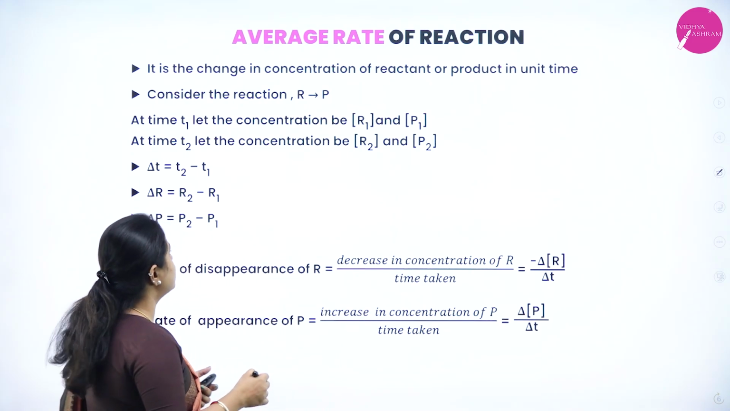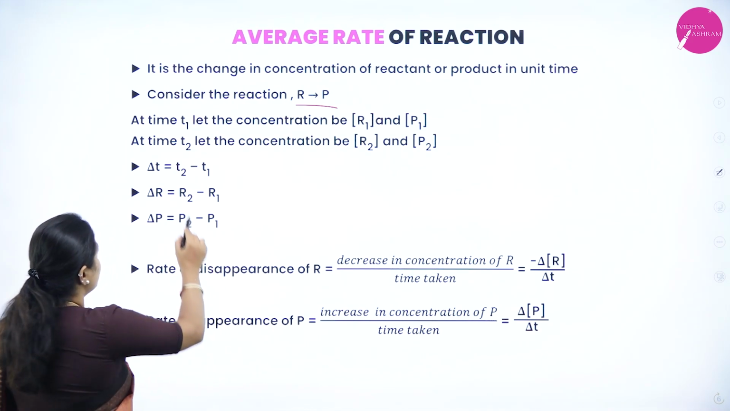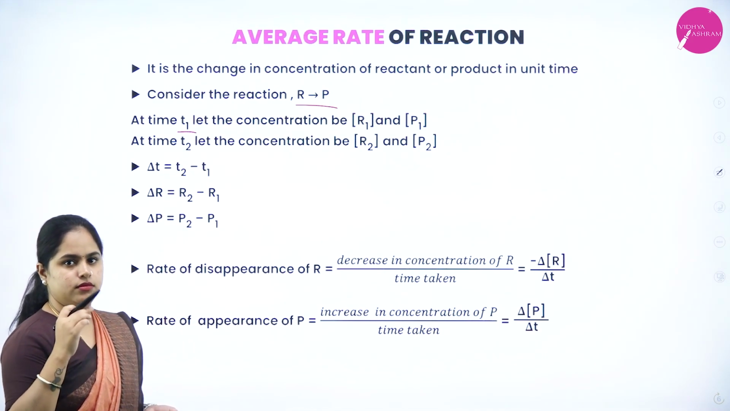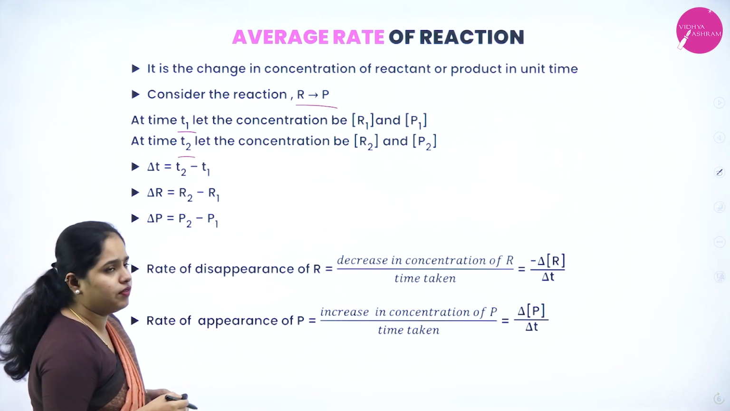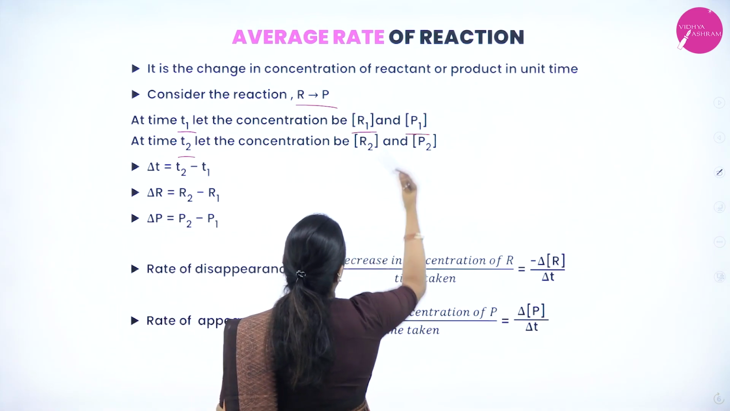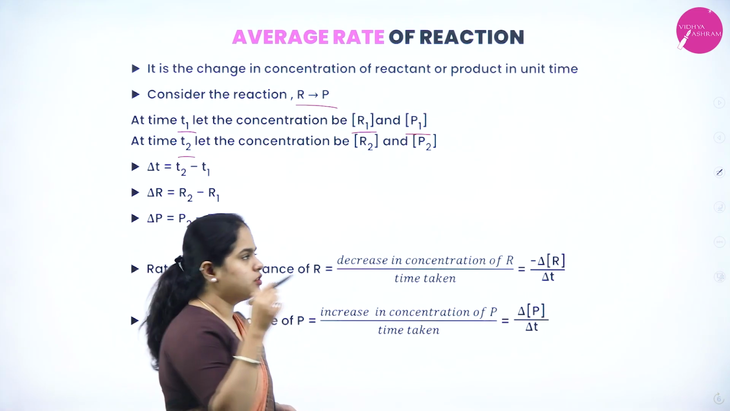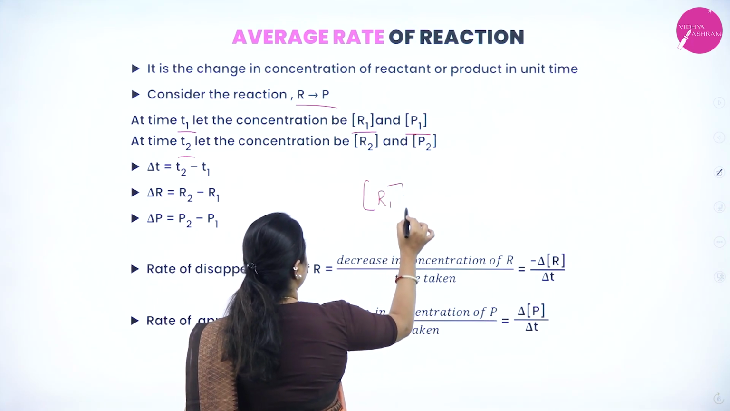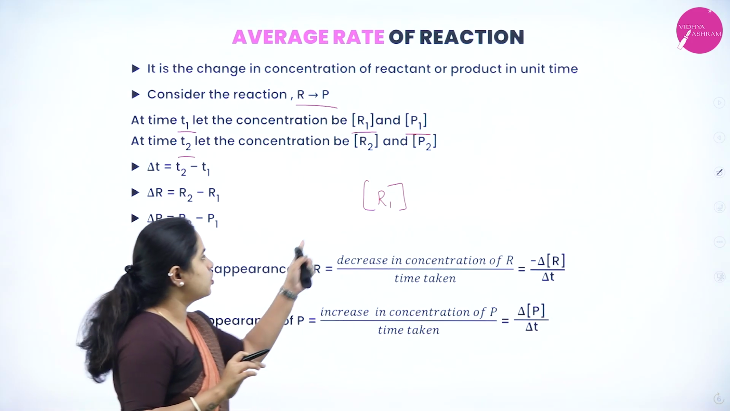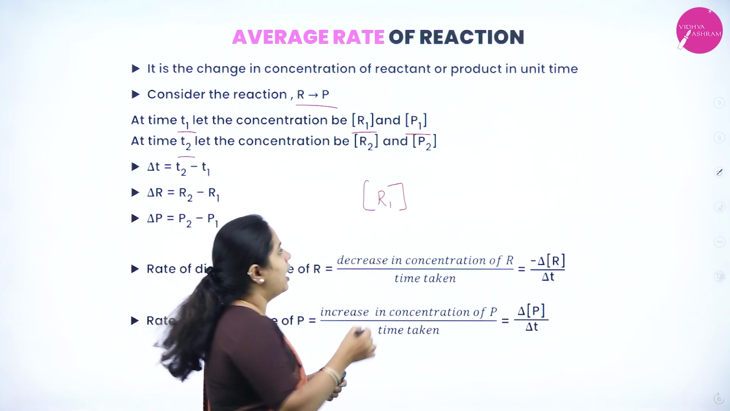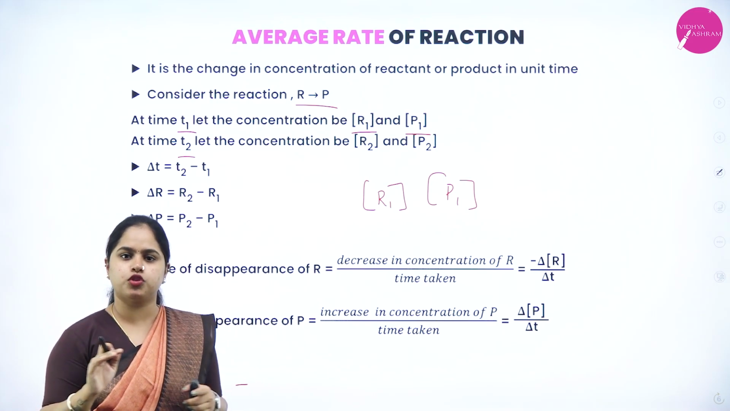Let's consider a general equation, R giving P, where R is the reactants and P is the products. I'm considering the rate of the reaction at two times, T1 and T2. At time T1, let the concentration be [R1] and [P1]: [R1] is the concentration of reactants and [P1] is the concentration of products at time T1. Why is it written in brackets? The square bracket indicates the concentration. So to indicate concentration, you have to put it in square brackets.